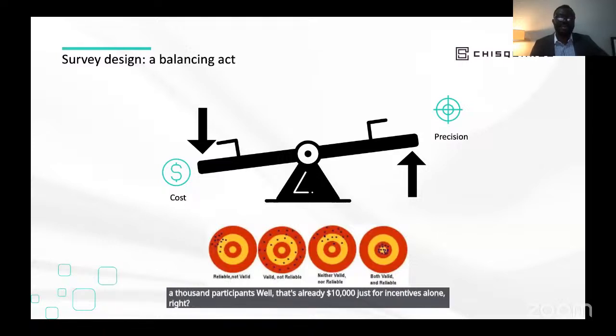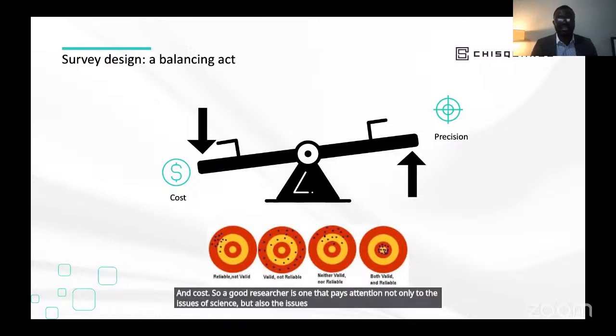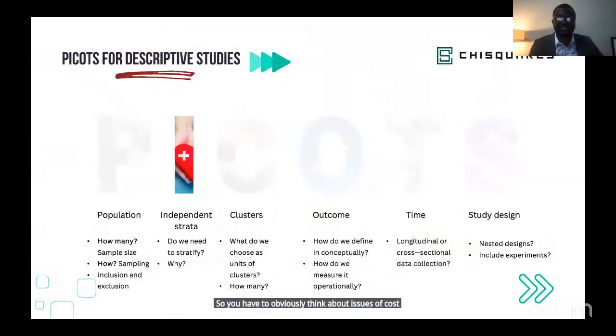So it's not just rainbows and flowers and science and precision. You also have to worry about logistics and costs. So a good researcher is one that pays attention not only to the issues of science, but also the issues of logistics and the issue of cost, because we can't talk about precision without talking about, okay, who is going to pay for it? Because there's no such thing as a free lunch in this world. Everything costs money. So you have to obviously think about issues of cost when designing studies.